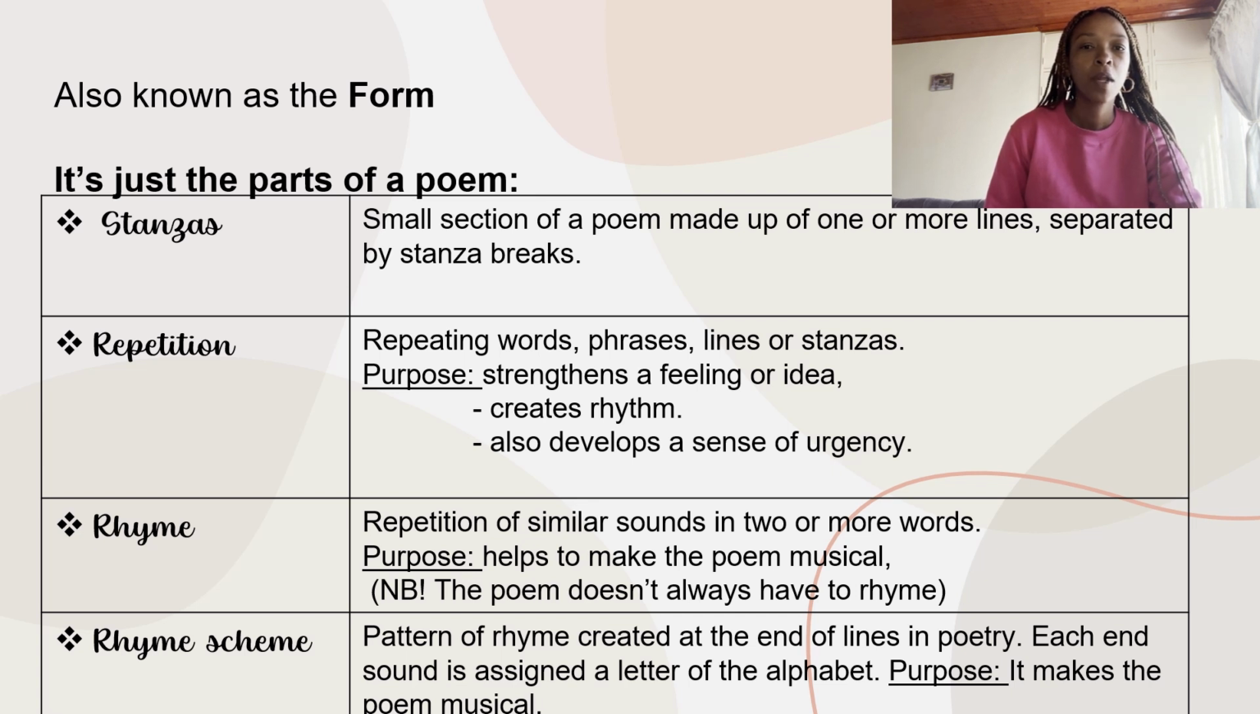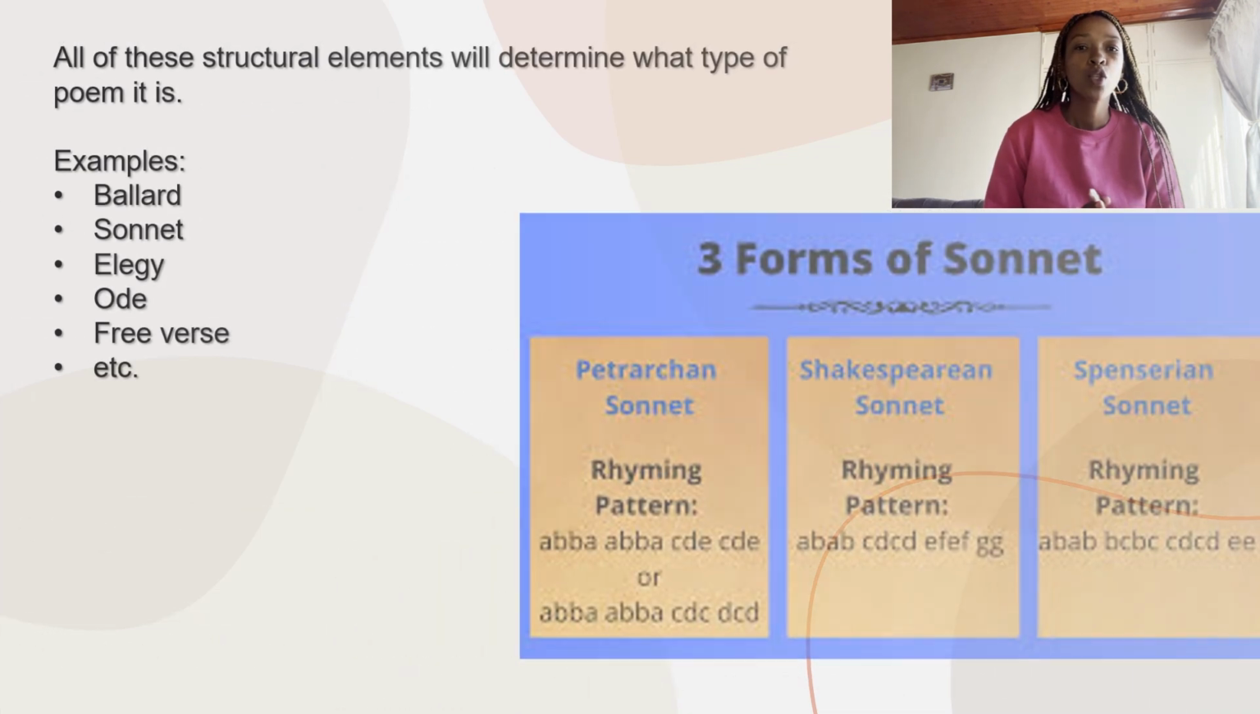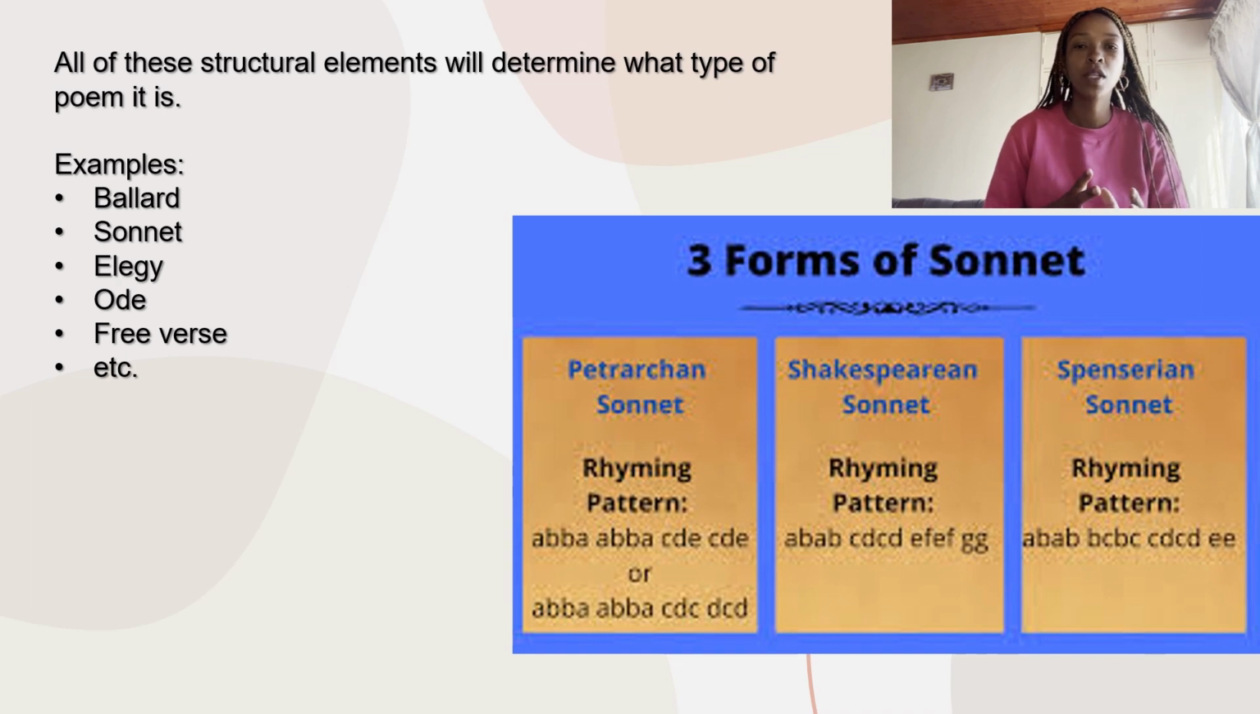As we move along, we look at these elements that determine what type of poem it is. So if you've looked at the rhyme, and at whatever structural elements I explained in the previous slide, the rhyme scheme, the repetition, those elements will determine the type of poem that it is. It could be a ballad, for example, or a sonnet, or an elegy. So there are different structures that lead to a different kind of poem.